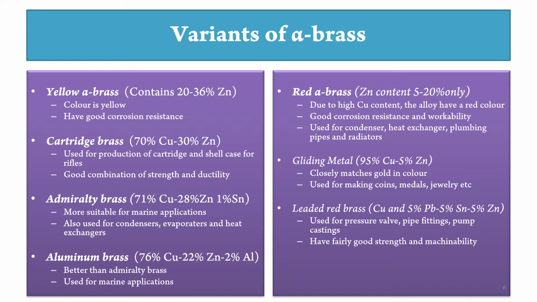It has good corrosion resistance and workability. It is used for condensers, heat exchangers, plumbing pipes and radiators. Next is gilding metal. It is 95% copper and 5% zinc. It closely matches gold in color.